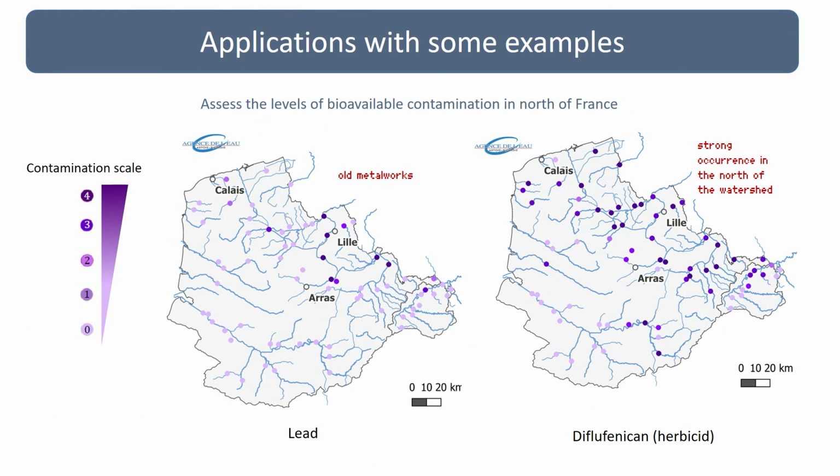Another example, in the north of France, for lead, for example, where you can see some hotspots, which are mainly linked with old metal works. And on the right, you can see diflufenican, which is a weed killer, mainly used for agriculture or in cities. And you can see there is a strong occurrence of this molecule in the north of the watershed.